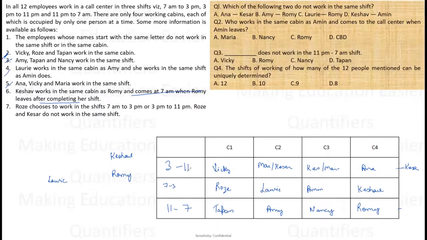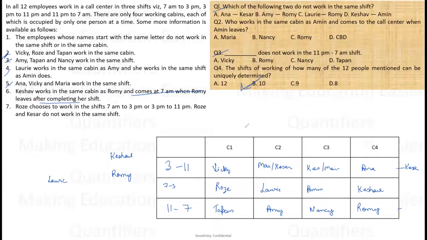Which of the following do not work in the same shift? Mark that yourself, whatever it is. Who works in the same cabin? Who does not work in? This is the only confusing question where people make some error. The shift of how many of the 12 people can be uniquely determined. And we often mark it as 10 because out of 12, we see that two people cannot be determined.